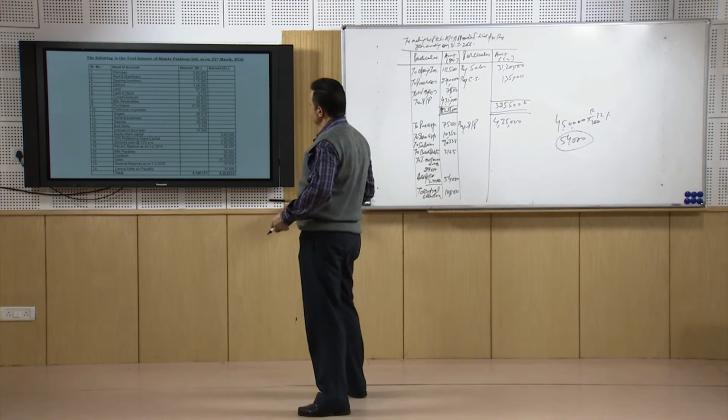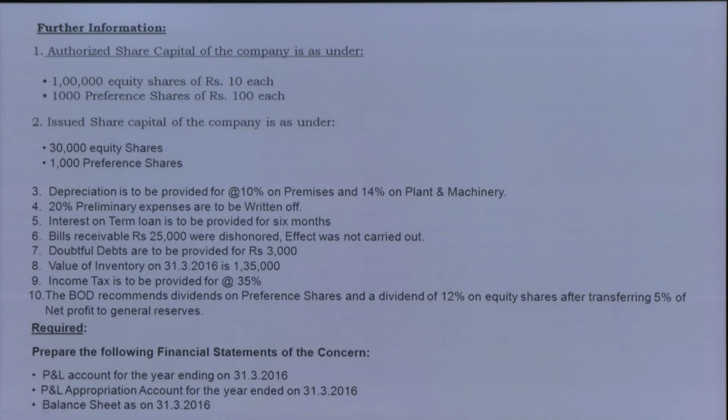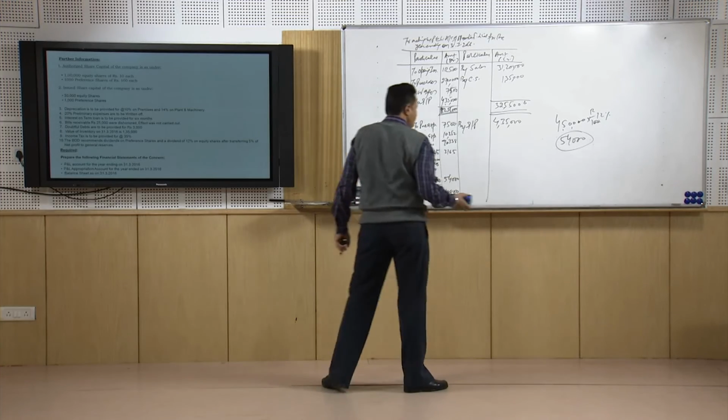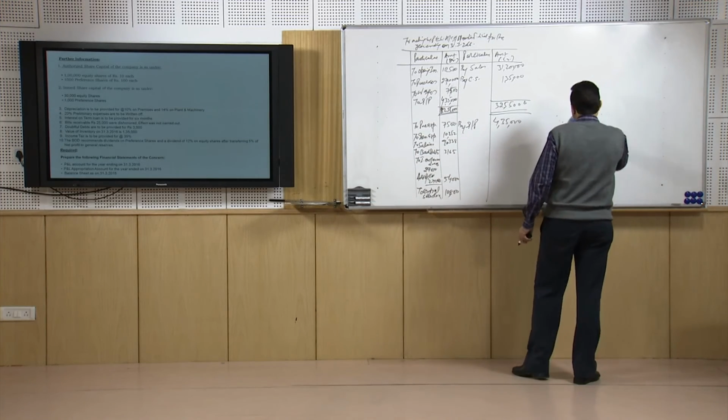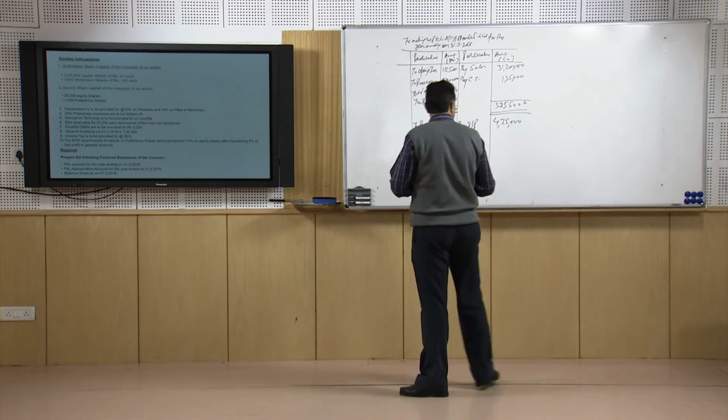So almost we have taken all the expenses: premises, plant and machinery, opening inventory, debtors, land, cash on hand, bills receivable, purchases, preliminary expenses, wages, general expenses, salaries, bad debts, term loans, equity capital, then 10% preference capital, secured loans, bills payable, creditors, sales. General reserve will be taken later on, central sales tax we have taken. Now we will be taking the other items like depreciation.